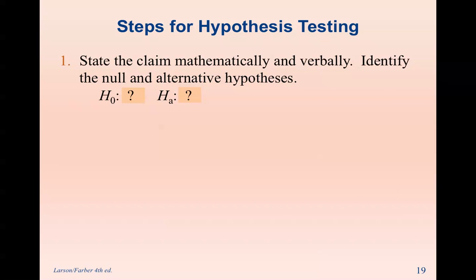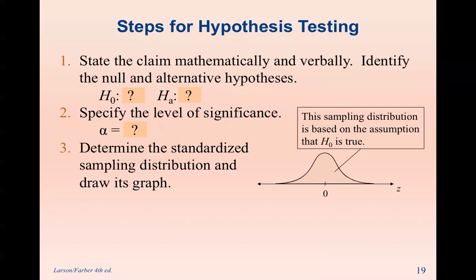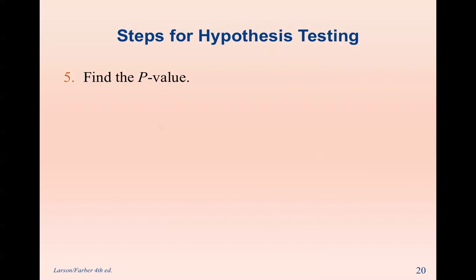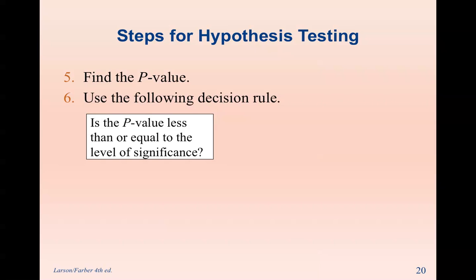All right, so we have 7 steps for our hypothesis testing. First, we need to state the claim mathematically and verbally, identify the null and alternative hypothesis, specify the level of significance, determine the standardized sampling distribution and draw its graph, calculate the test statistic and its standardized value, add it to your sketch, find the p-value, use the following decision rule.